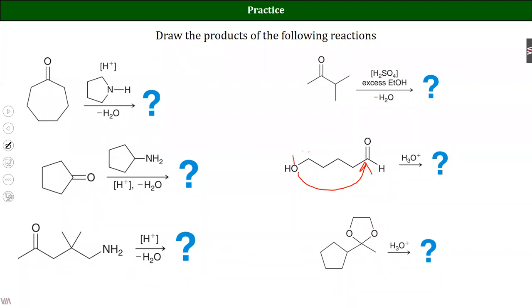So 1, 2, 3, 4, 5, 6. The other oxygen is not part of your ring. It's attached to the ring. So it's going to be a hexagon. But one of your carbons in cyclohexane is an oxygen instead.